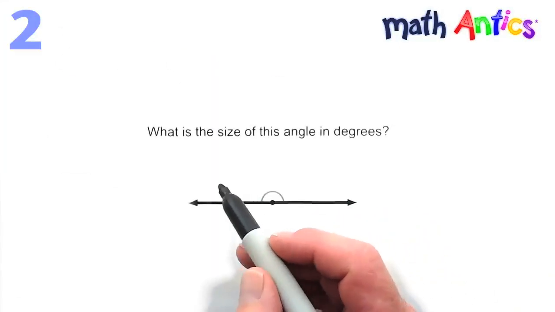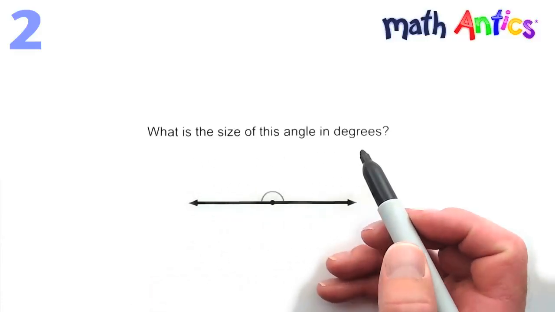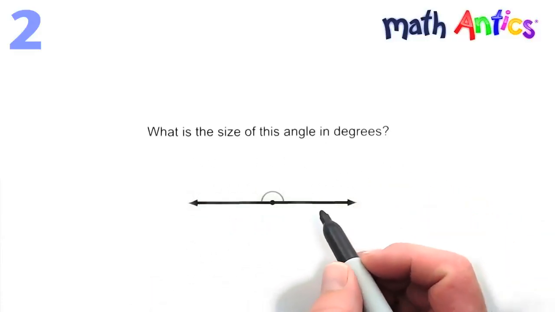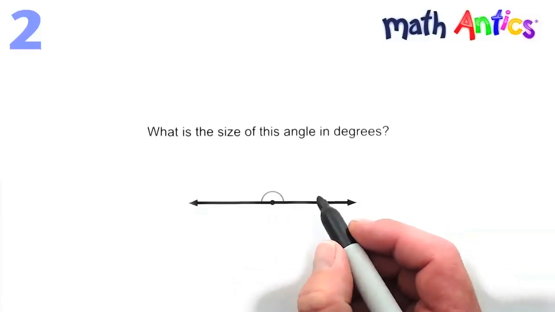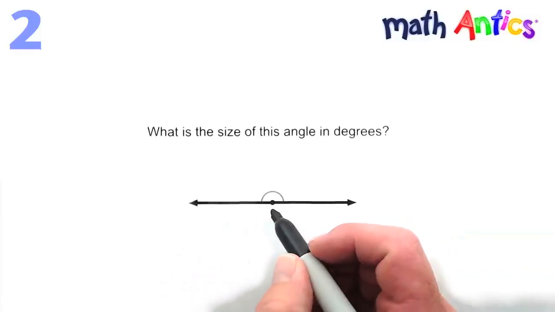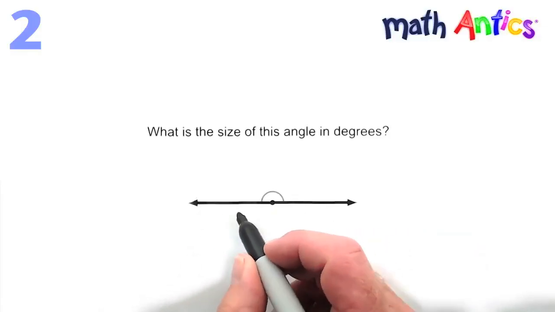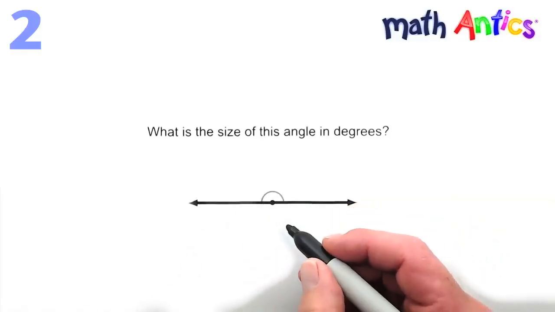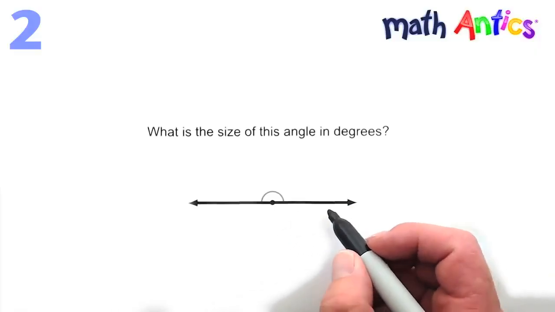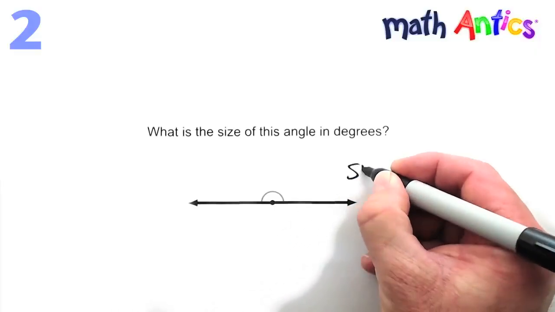Problem 2 also asks, what is the size of this angle in degrees? And here's our angle. You might wonder, is this an angle? But you can see there's a point of intersection. It's formed by two rays, but they happen to go in exactly opposite directions. Here's our angle arc. And if you remember from our first video on angles, this is what we call a straight angle.